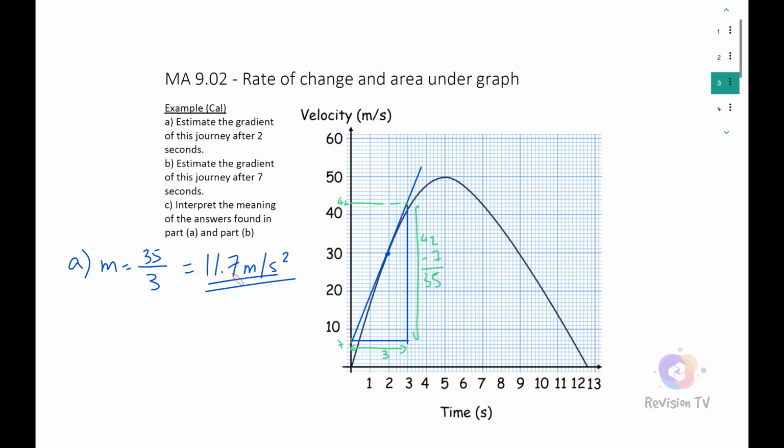Shouldn't be too far off from 11.7, maybe around 11 to 12, etc. Okay, question B, let's try another one. Estimate the gradient of this journey after 7 seconds. So I'm going to use a different color.